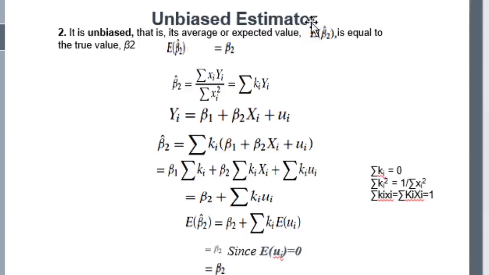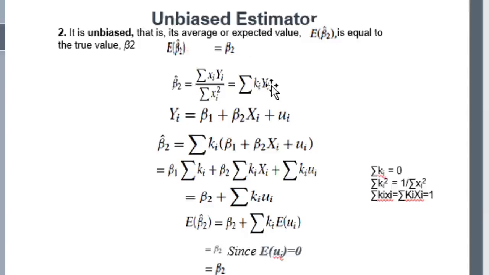That is, here we have taken the expected value of beta 2 cap, and its true value is beta 2. That is, if the expected value of beta 2 cap equals beta 2, then we will say the estimator is unbiased. There is no bias. Its expected average value is equal to its true value. That is the unbiasedness property of the estimate.